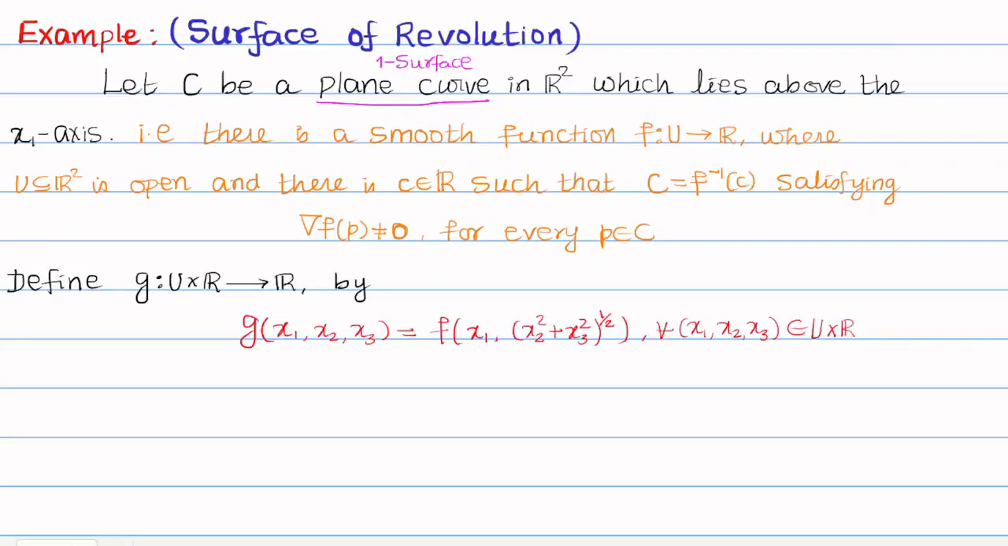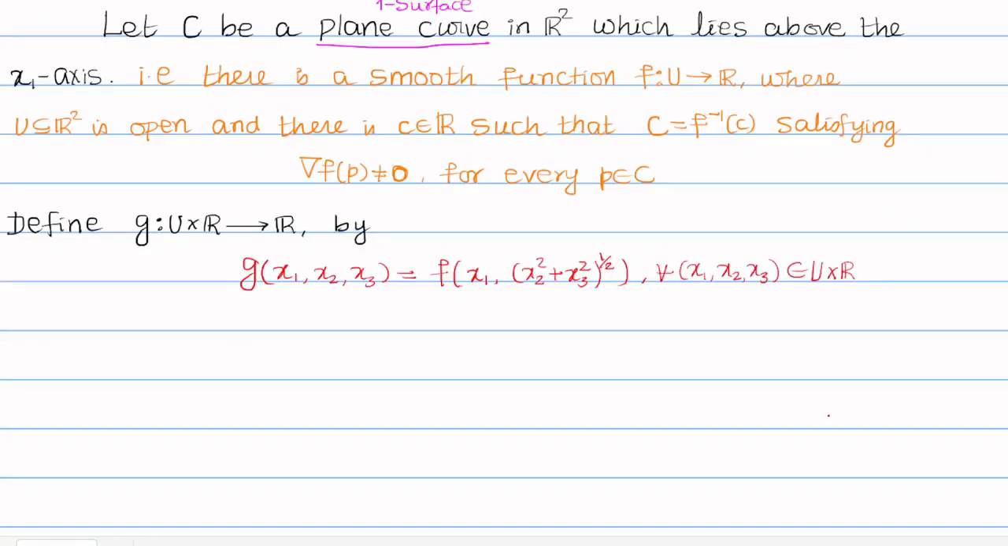So we have defined a new function G which satisfies this condition. Okay, then என்ன proof பண்ண போறேன் அப்படின்னா, then I'm going to show that capital S, which I denote by G inverse of C, okay, இந்த C யாருன்னா இங்க உள்ள C, so G inverse of C is a two surface.